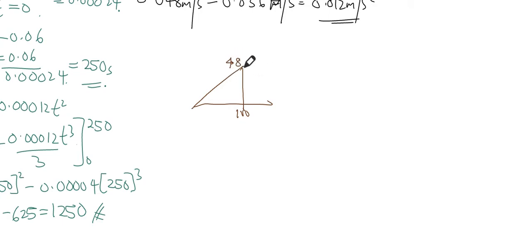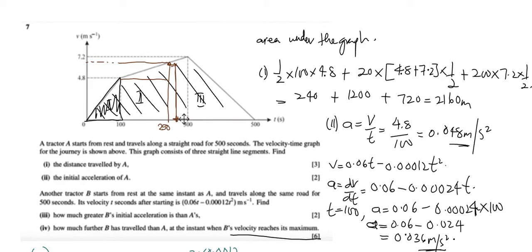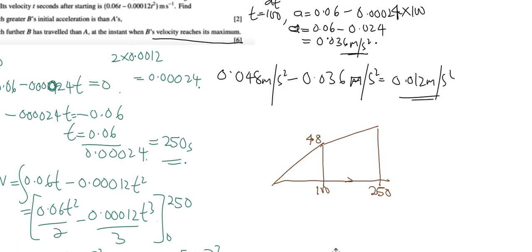And then we have a trapezium, but instead of going all the way to 300, I'm going to go all the way to 250. We don't have to know up to 300 because that's not what we want. I just want the distance A covered in 250 seconds. For 300, I'll use a separate color, this is 7.2. So for 250, what is the height?